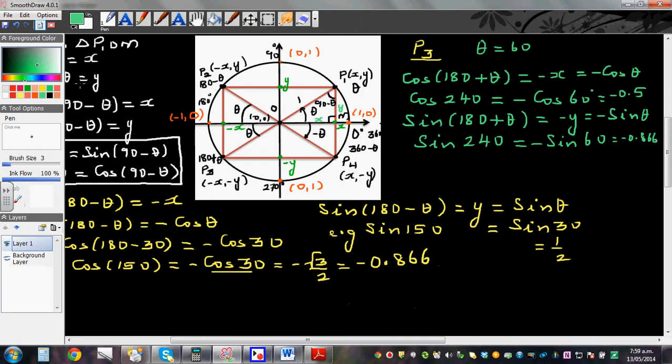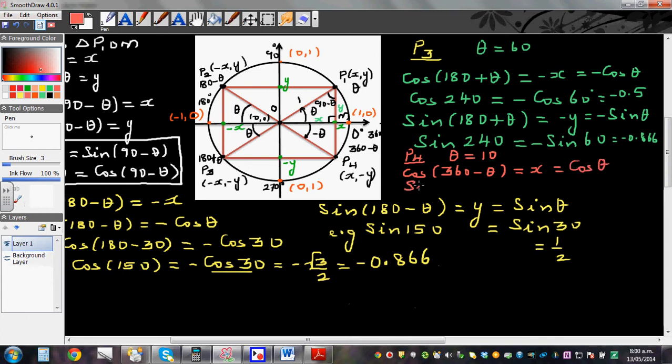Okay, and finally let's finish off with P4. At P4, let's say theta is 10 degrees, so let's use a different angle. So what can we say? At P4, it has moved 360 minus theta. So this is 360 minus theta. What is the x coordinate? The x coordinate is x. Okay, and what is x? X is cos theta.